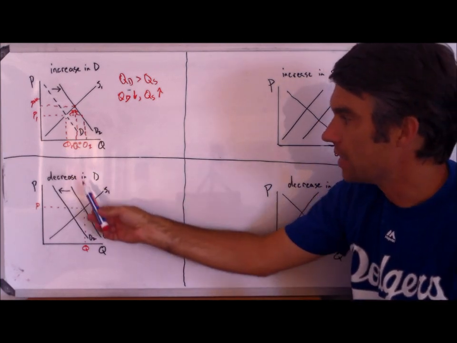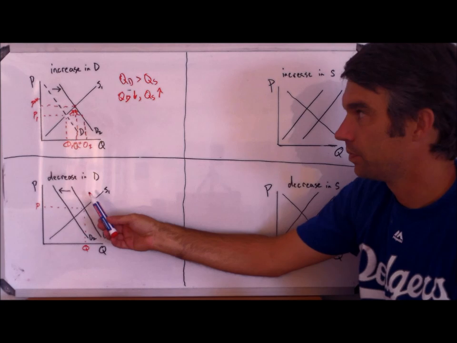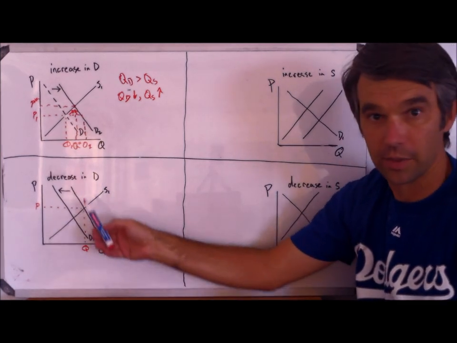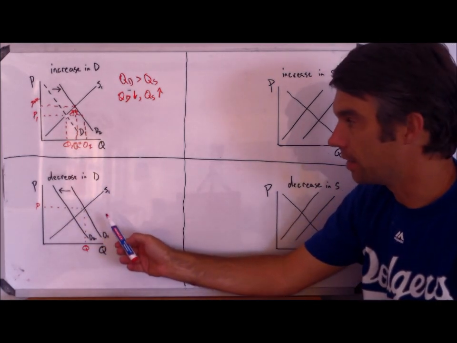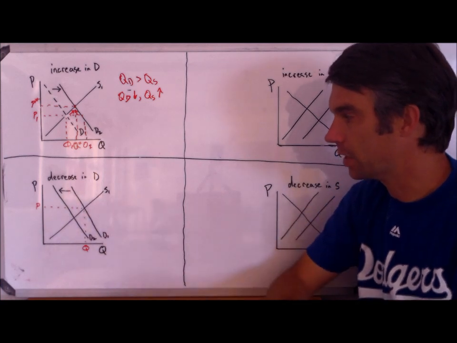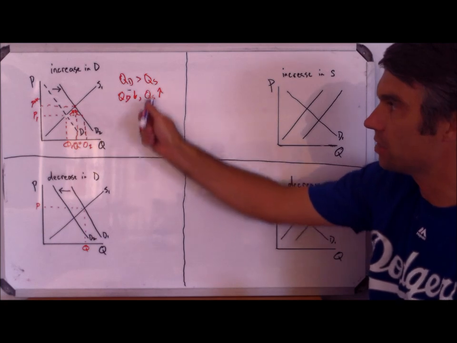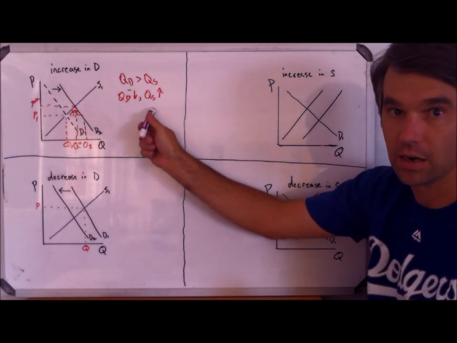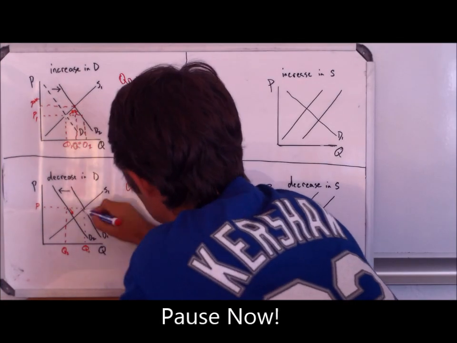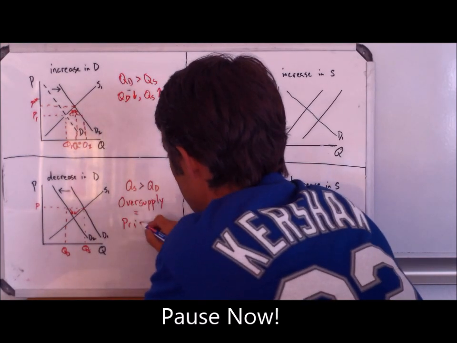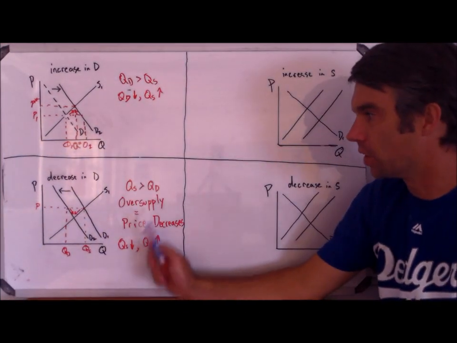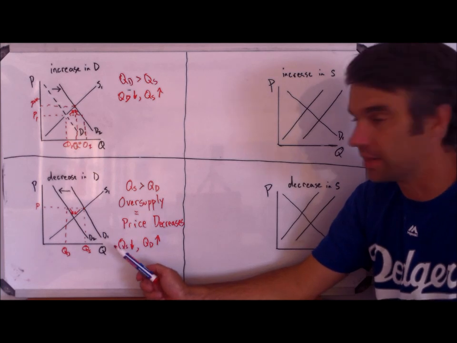Okay. Down here, we're going to do decrease in demand. So I want you guys to do this on your own. Go ahead and put this on pause, and I'll do it real quickly, and we'll compare our results. Include some things over here on the side, just like I did here. Okay, so here's what we've got. It should look something like this.